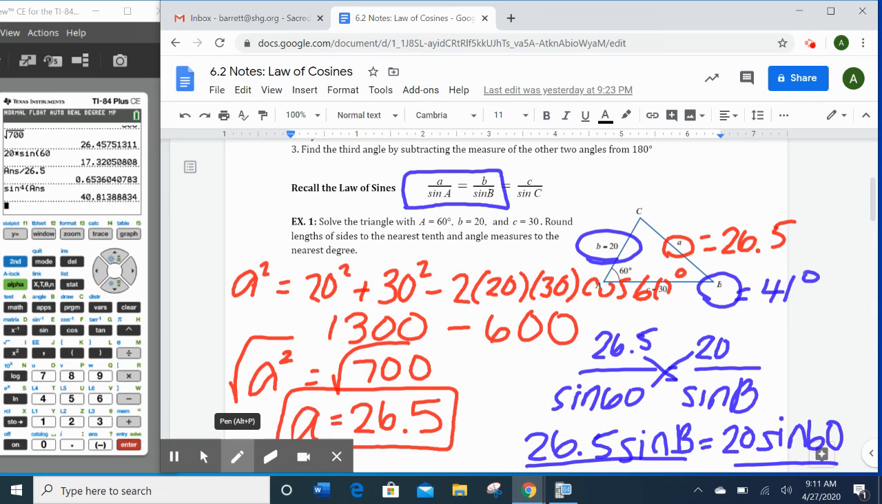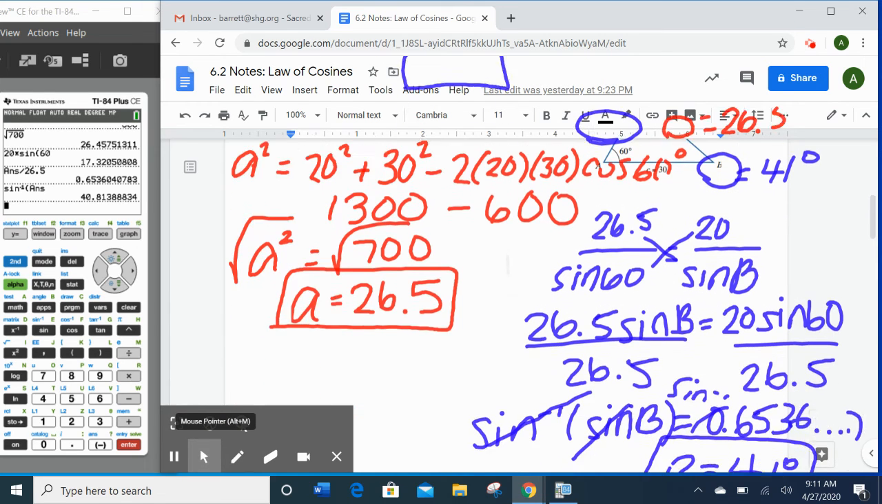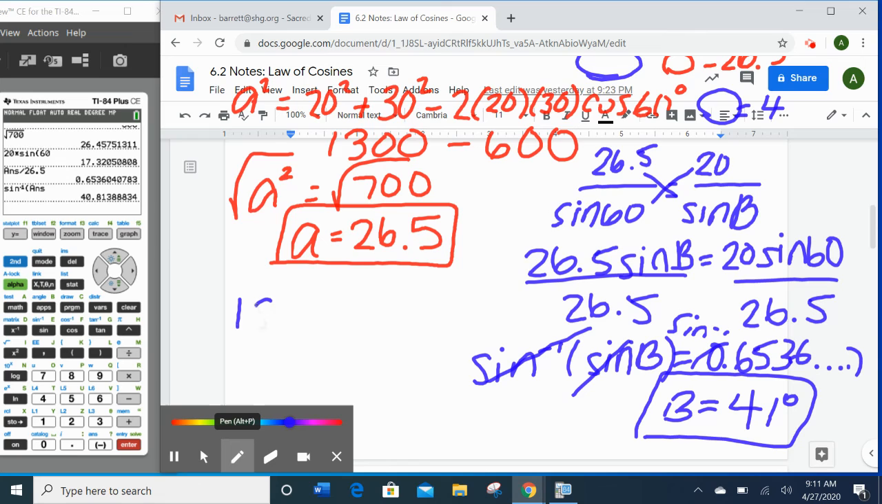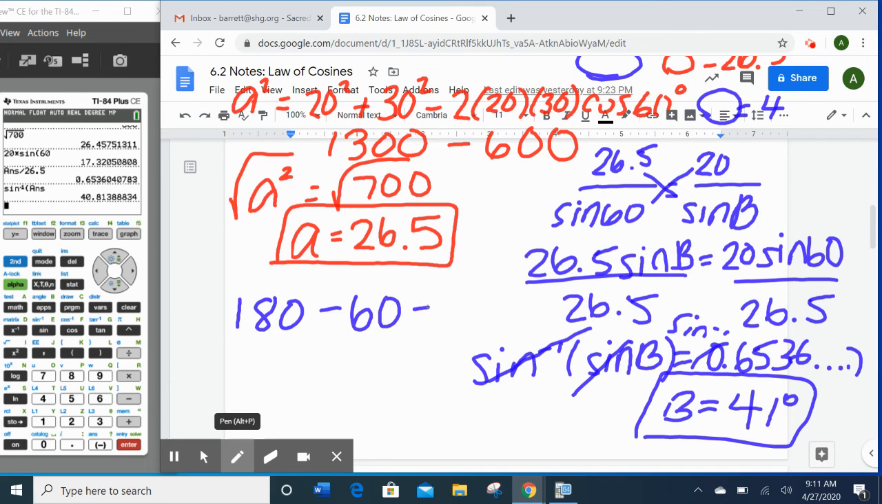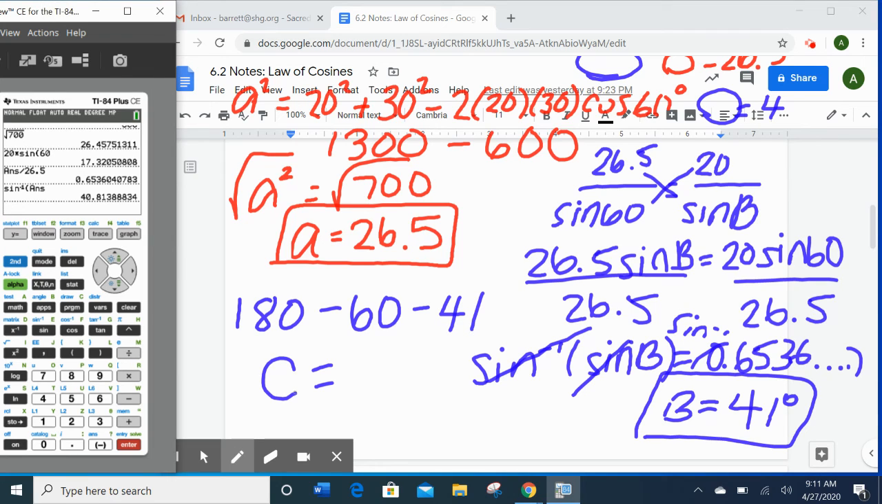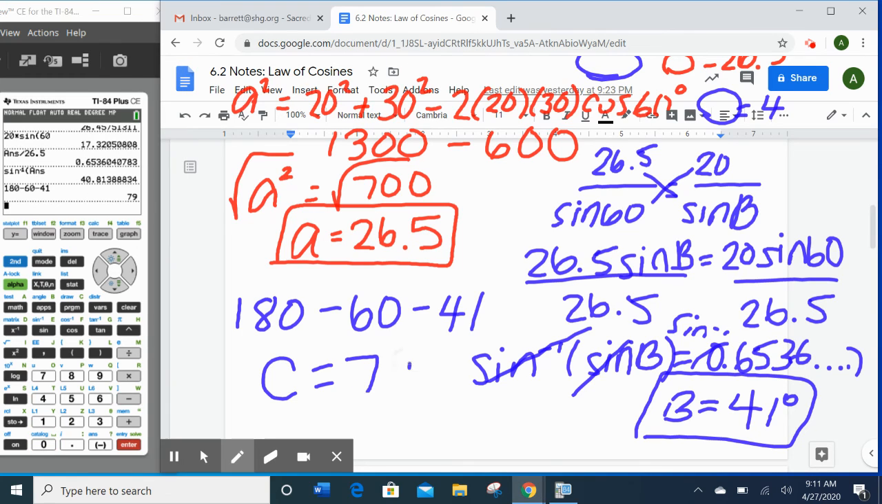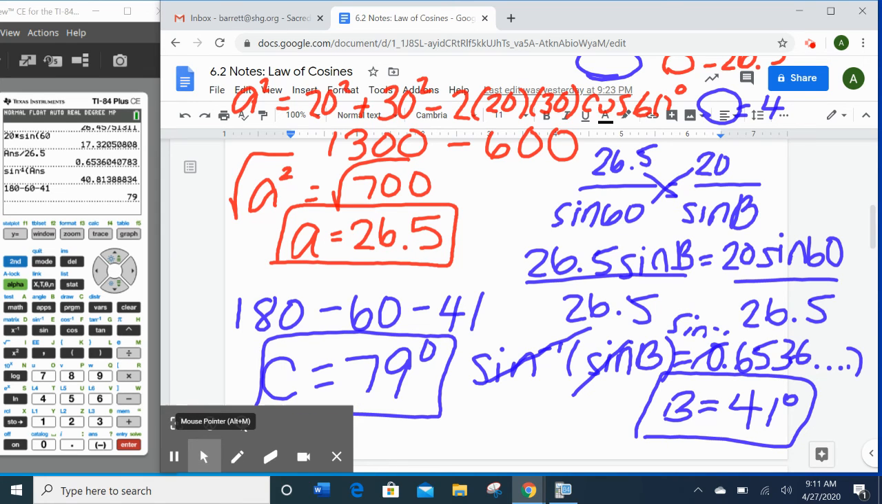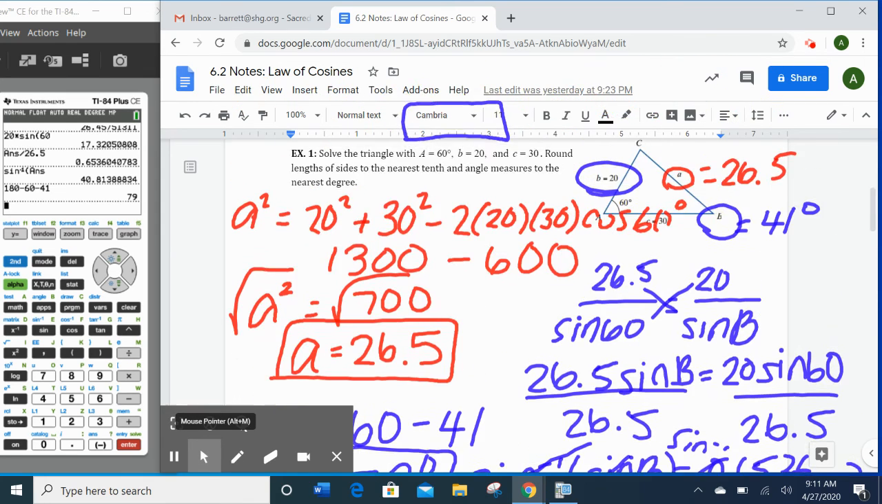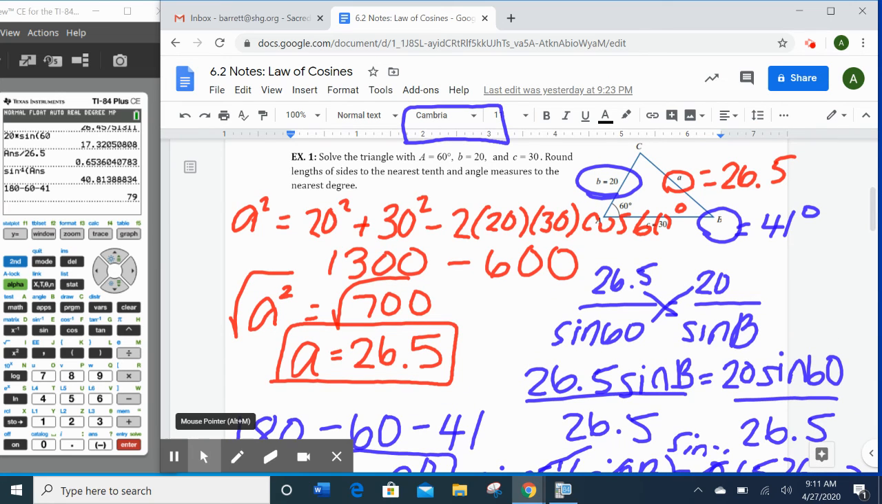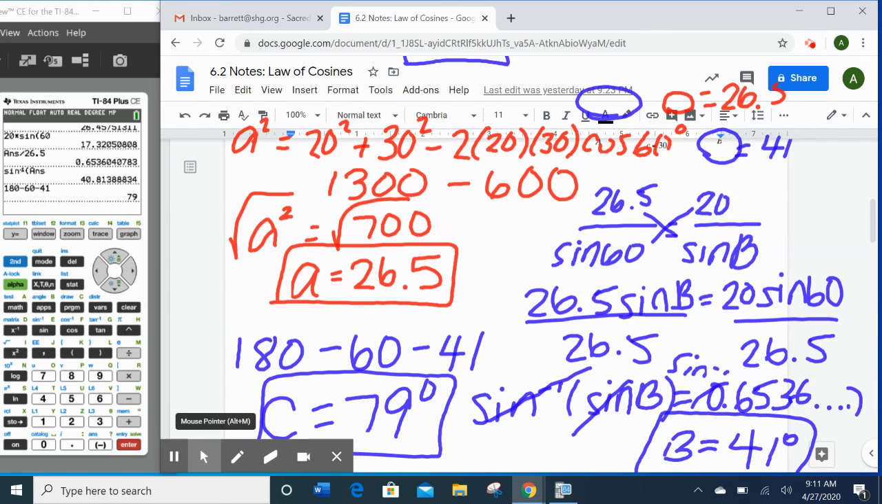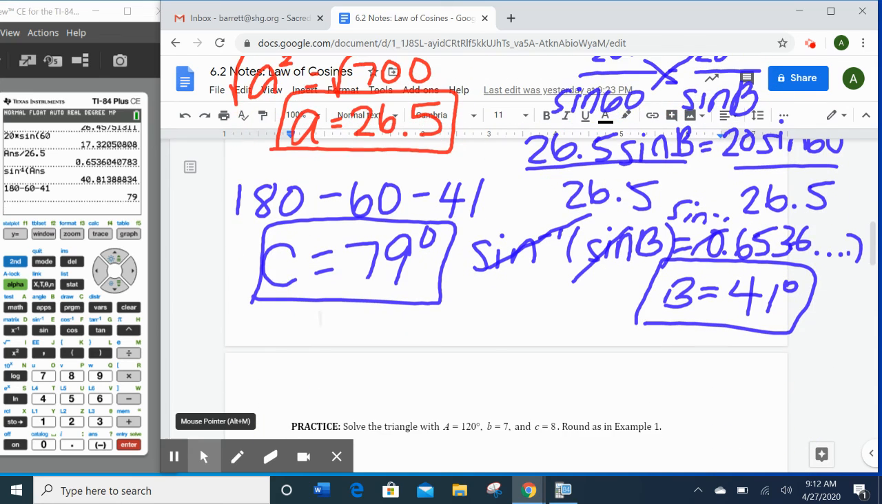And the only thing I have left to do is find angle C, which I don't want to have to do more work than I need to. So I'm going to take 180 minus 60 minus 41, and it's going to tell me that angle C is equal to 79 degrees. So I've solved the triangle because I know all three sides and all three angles. So the law of cosines was the new work, and then after that, you can go back to things you already know how to do in order to solve.